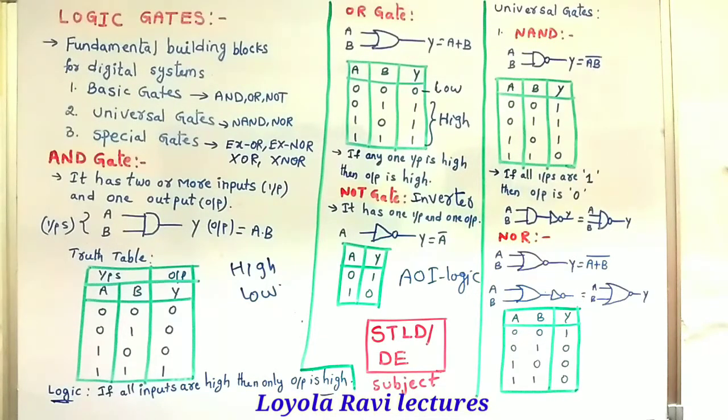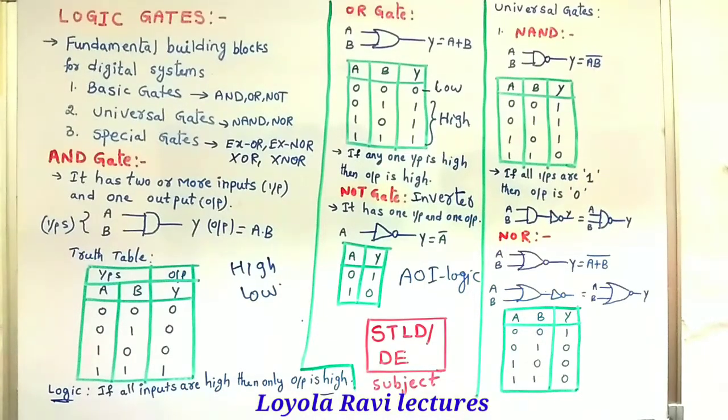This is about universal gates. Universal gates are nothing but gates by which we can implement any logic function or any other gates. That's why these are called universal gates. These are NAND and NOR. Then go for special gates.